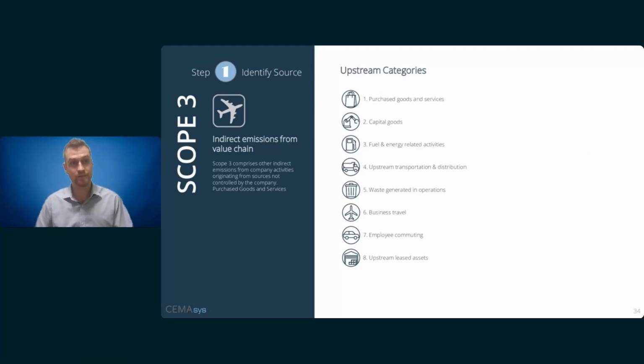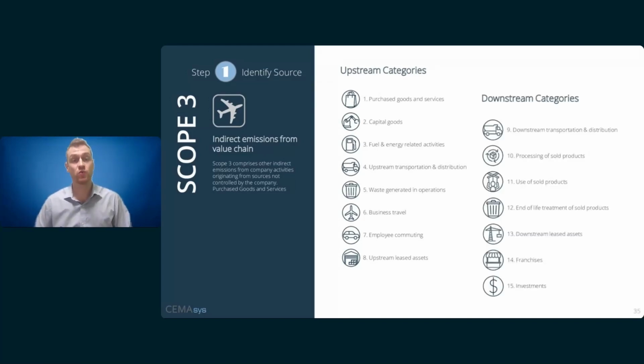Then we have our downstream emissions. With downstream emissions, you generally have a bit less control over the emissions relating to these categories. So for example, you see downstream transportation and distribution, and similar to upstream, this is transportation and distribution conducted by a third-party company, but not paid for by the reporting company. So maybe you're shipping something to a retail store or a customer and they pay for shipping. That is a downstream transportation emission source. You'll also see processing and use of sold products, end-of-life treatment of sold products, and more.